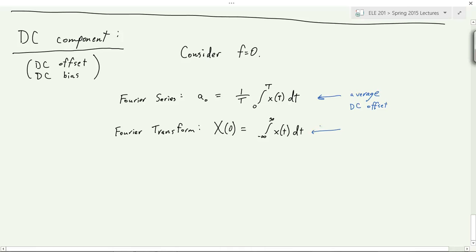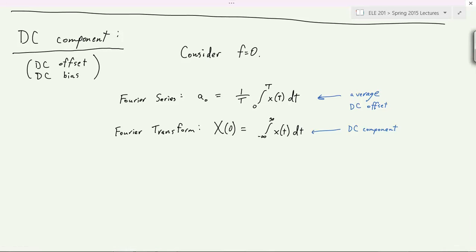So instead of an offset, it might be more common to call this a DC component of your signal, okay? Because it's not like a constant offset. It's just the integral. Think of something that tapers off as you go to plus and minus infinity, but does have potentially a non-zero integral.